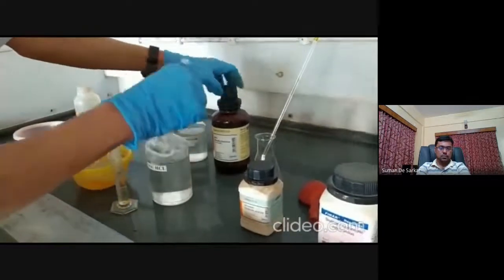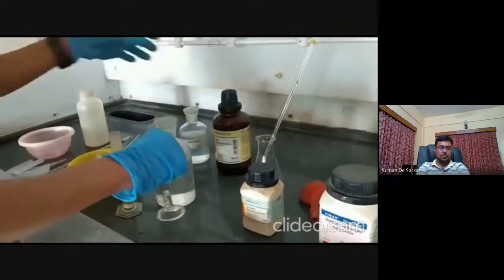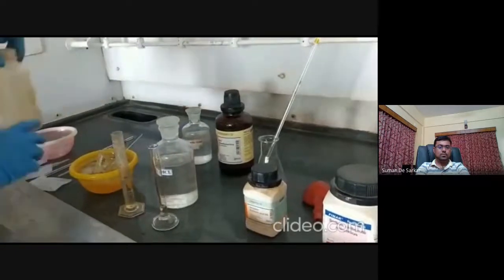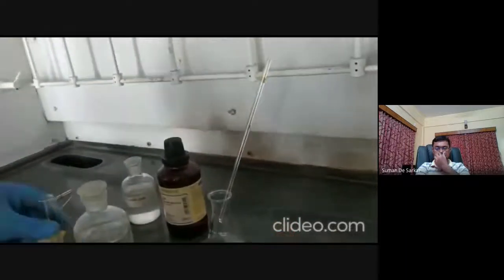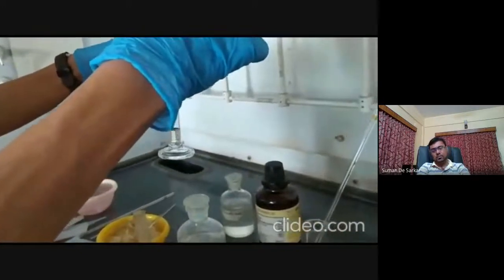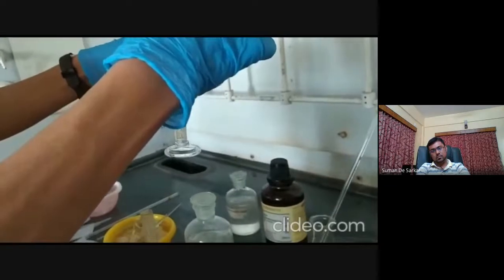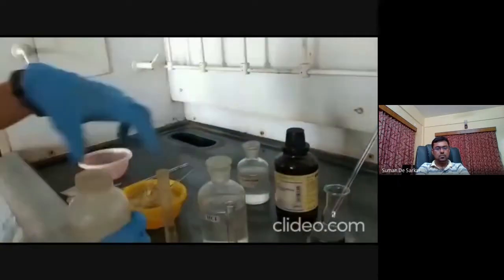With that, we will add 1 ml water and we will cool that solution at 5 degrees centigrade. So we are adding 1 ml water. So our aniline solution is now ready and we will cool it at 5 degrees centigrade.